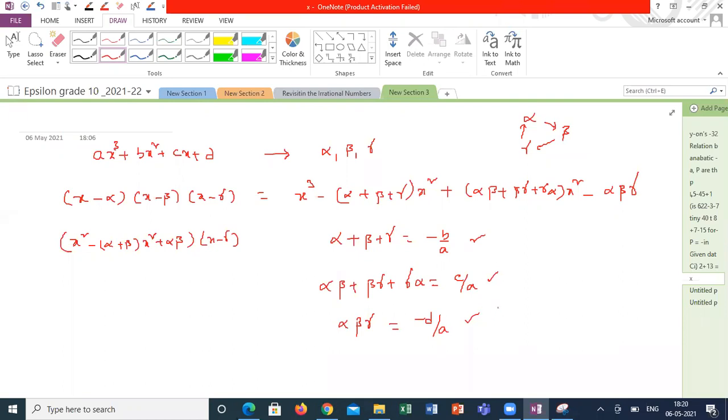Guys, is it clear what I'm trying to say? Because based on this only I am going to create for power 4 also. Power 5 also I can generate, but the relations will become more. For cubic you will get 3 relations, for square you will get 2 relations, for power 4 you will get 4 relations. So without multiplying, I am going to discuss in the next equation how to generate the relation between zeros of the polynomial and coefficients of the polynomial.